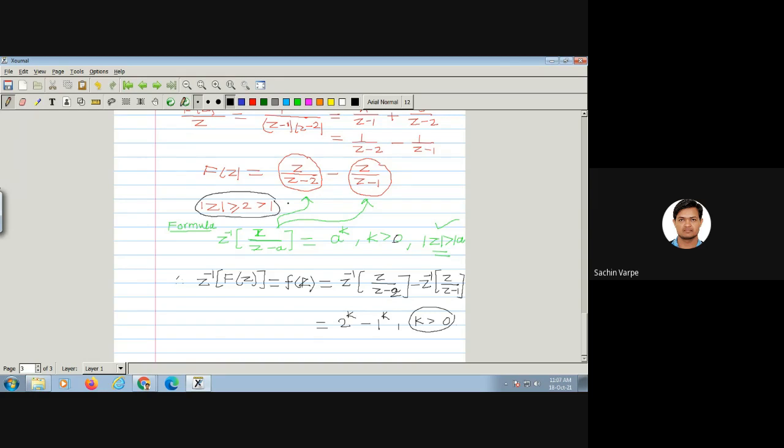So just expand these two, and from the coefficient of z raised to minus k, you will get the condition on k, whether 0 is included or excluded. Okay sir. Okay.